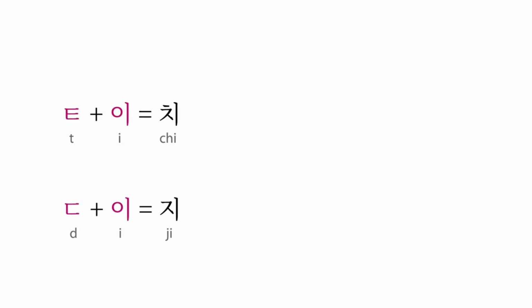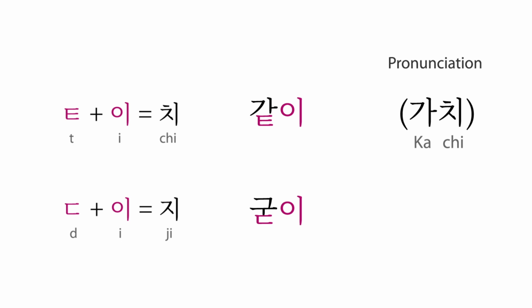There are always some exceptions to the sound shift. Two of the most common exceptions are, for example, so they are pronounced as 같이, instead of 같이 and 굳이, instead of 굳이.